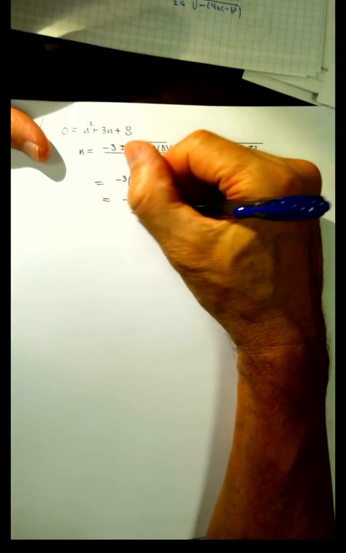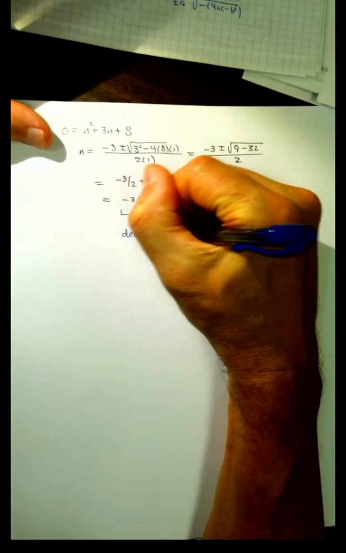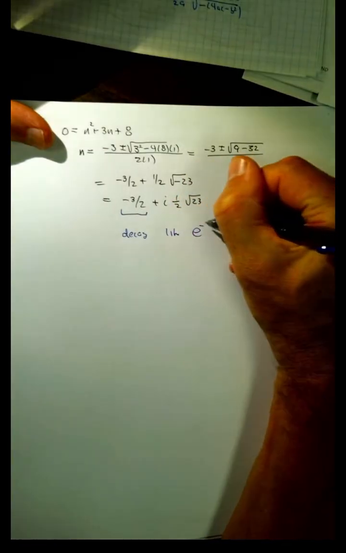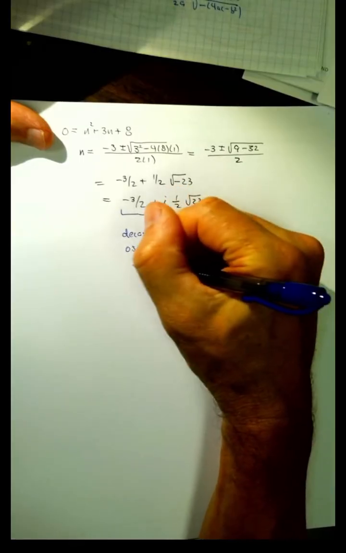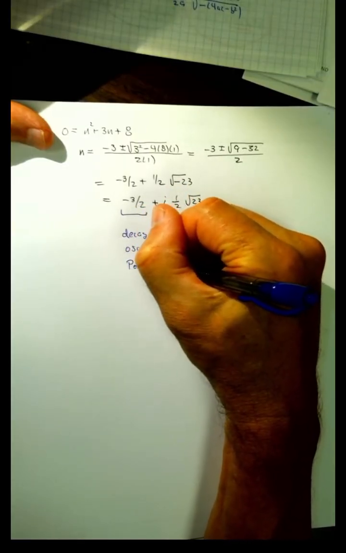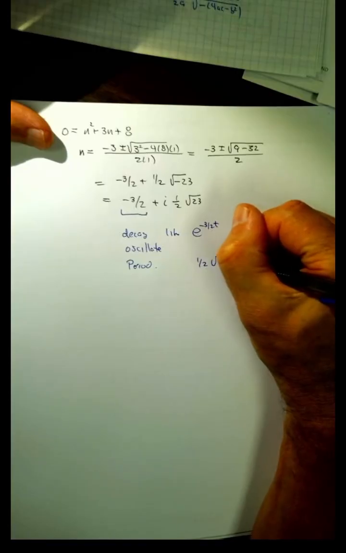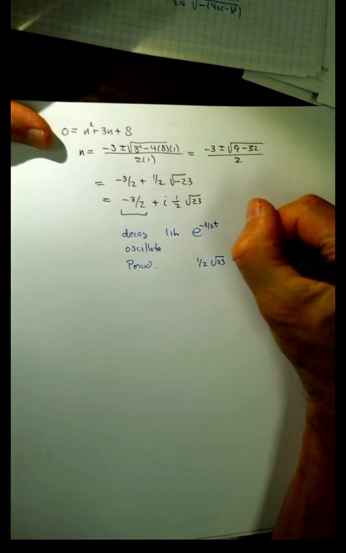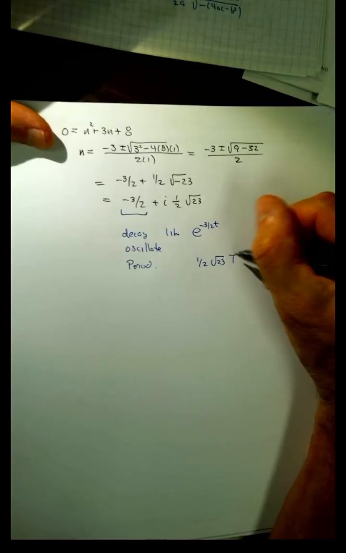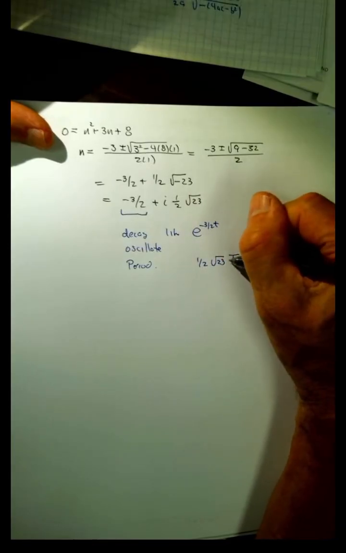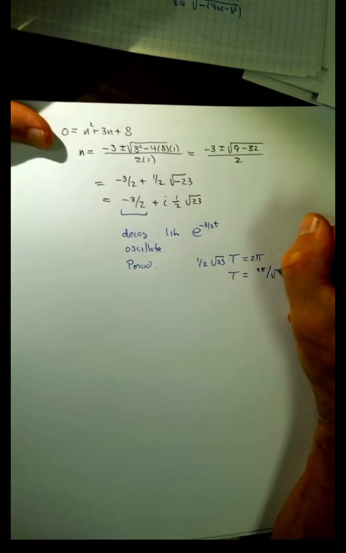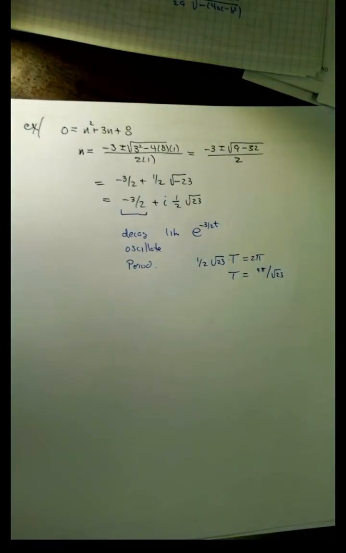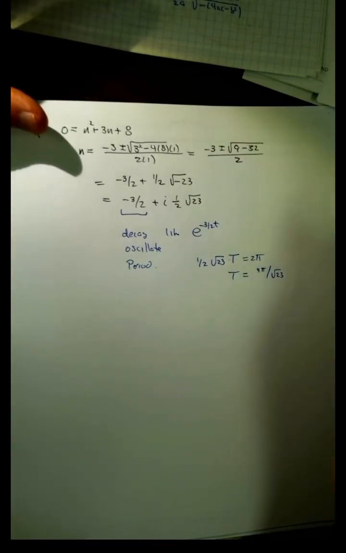It's complex. Right now, you should immediately look at this and see that we're going to have decay. And the amplitude is going to decay like this. It's going to oscillate. And for the period, omega is 1 half square root of 23. Omega times the period should be 2 pi. So the period is going to be 4 pi over the square root of 23. Okay.